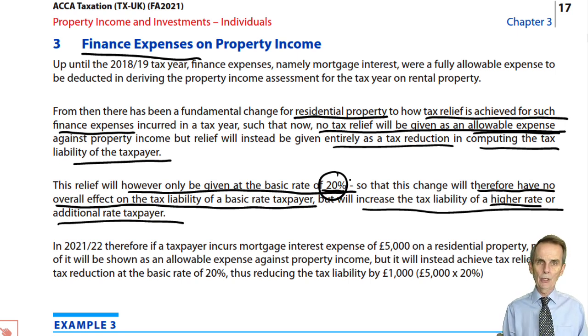So that's why this was done. It meant that basic rate taxpayers were not disadvantaged by the change in the rule. But if you were a higher rate, and then even worse, an additional rate taxpayer, chance would be a fine thing, then you're going to be paying more tax as a result. Because instead, as we just said, with a higher rate taxpayer, instead of eliminating income that would have been taxed at 40% and replacing it with a 20% tax credit, the additional rate taxpayer, instead of removing income that would have been taxed at 45%, you are instead giving relief at just 20%.